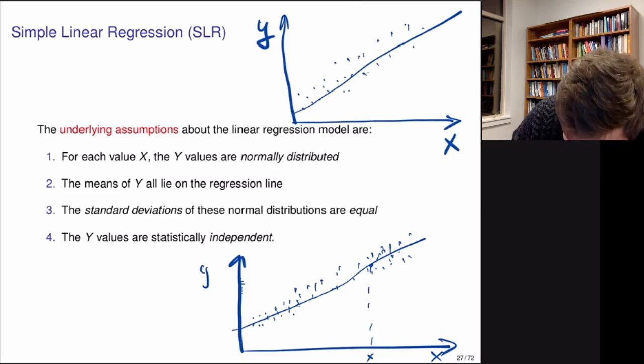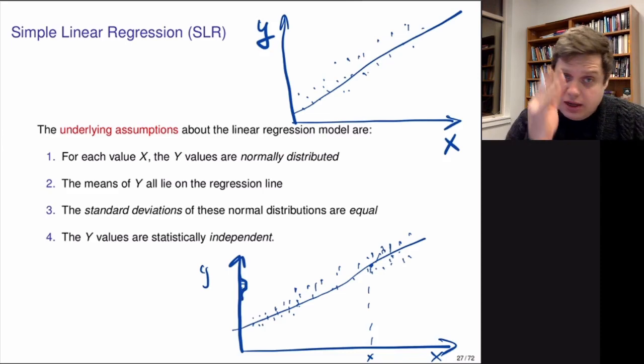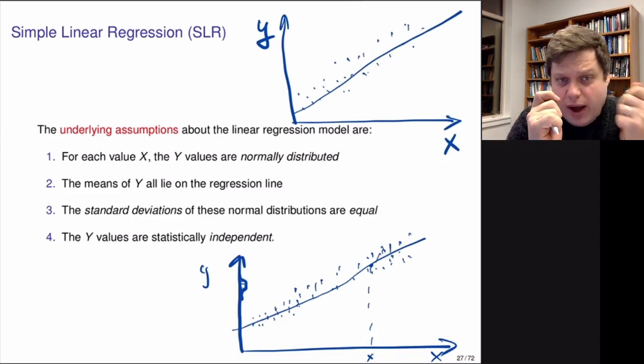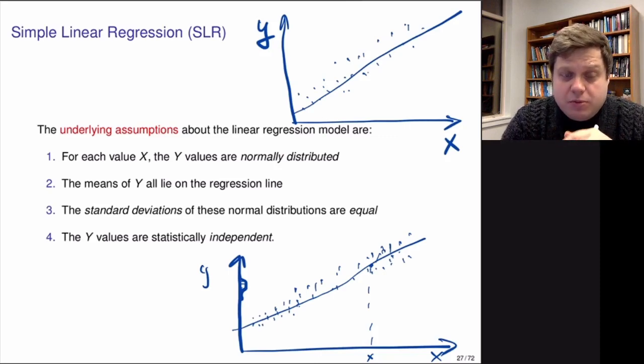So if you plot a little histogram here of those y's that correspond to this value of x, you should see this normal looking bell curve. Again, if you fix x and you look at all the y's associated with this x, then those values of y are normally distributed. Another requirement for the linear model is that the means of y lie on the regression line.